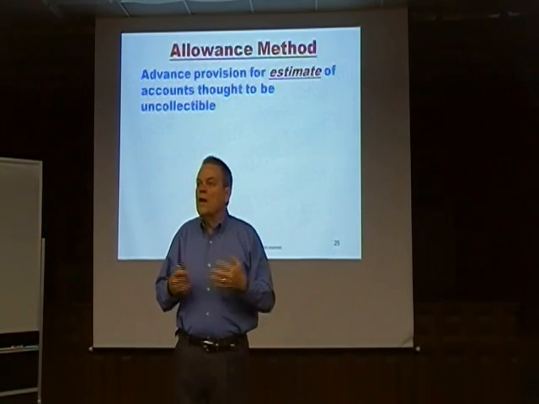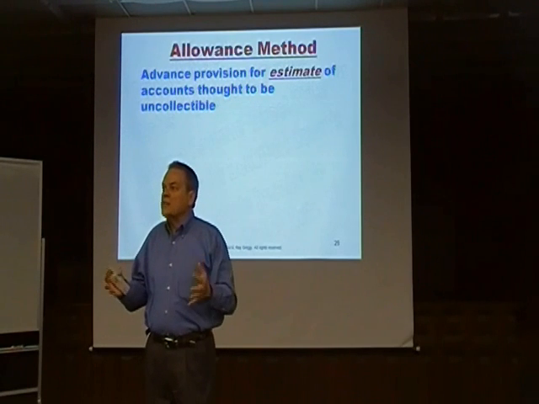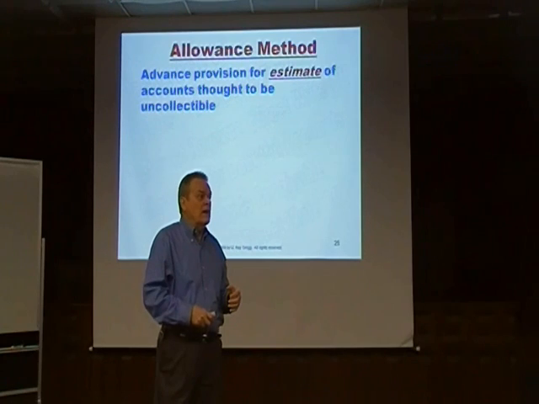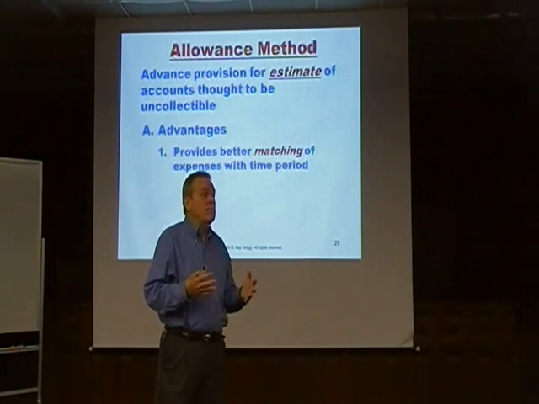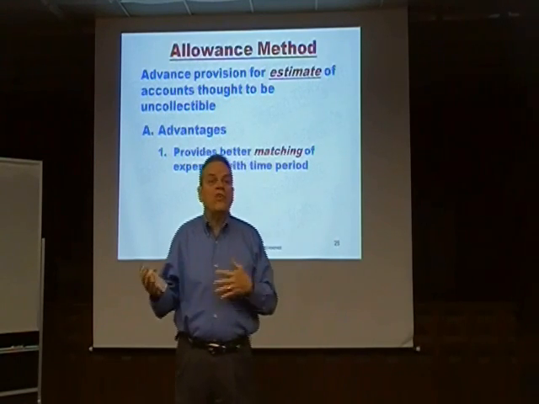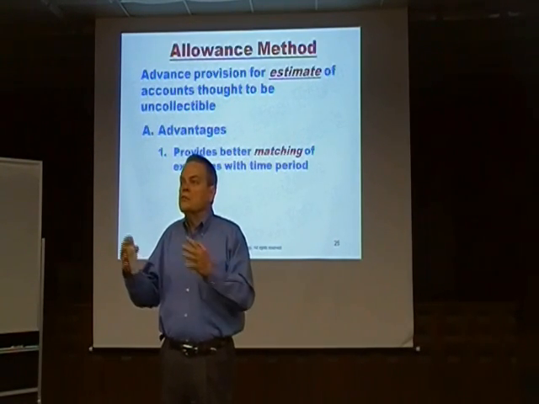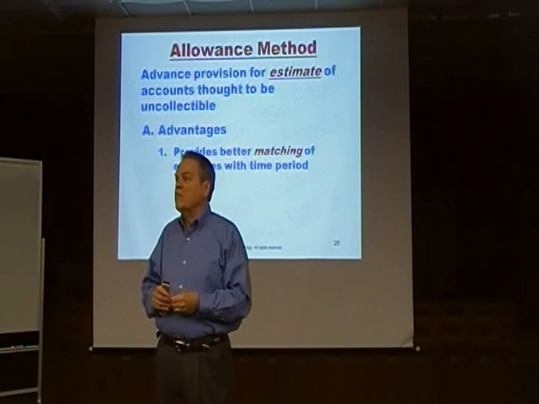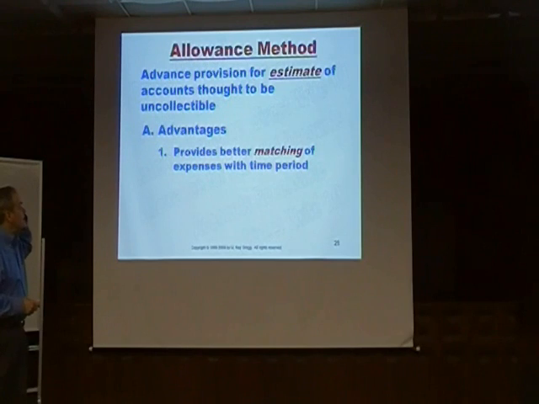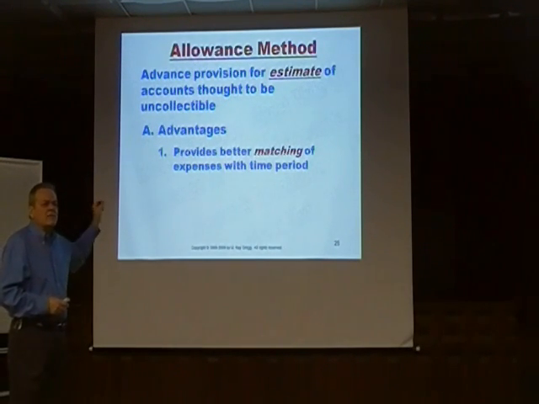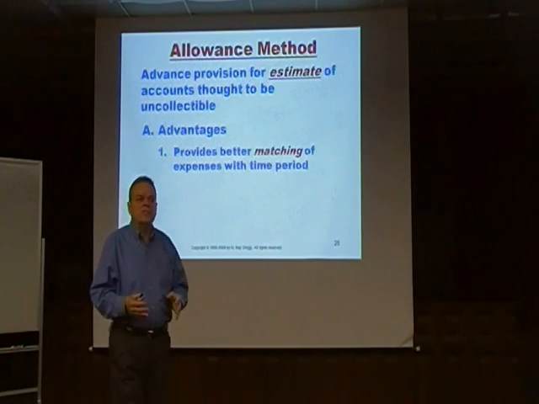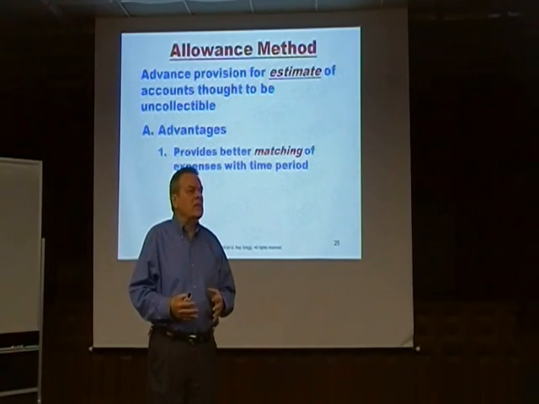Yes or no? Yes. What I just explained to you was the rationale behind what we do. What I just explained to you was an income statement benefit. Because we're going to do what we're going to do, both financial statements will be better. Here's the income statement benefit for us doing this. The allowance method is considered to be superior because it makes an advanced provision of the accounts thought to be uncollectible. It provides better matching of expenses against revenue in that particular time period.